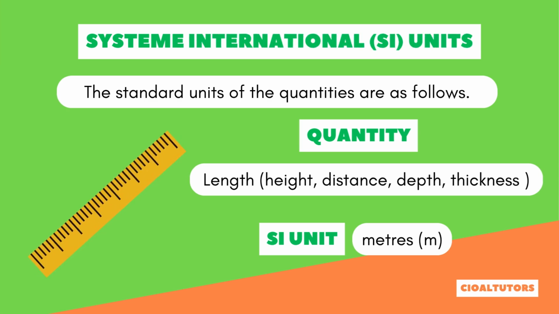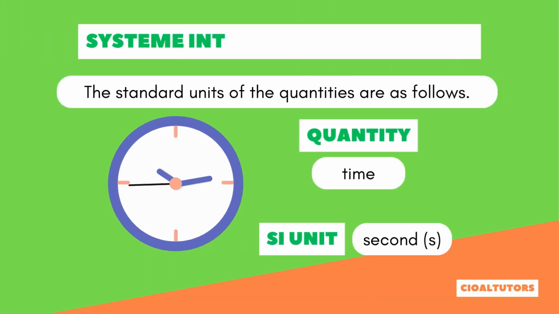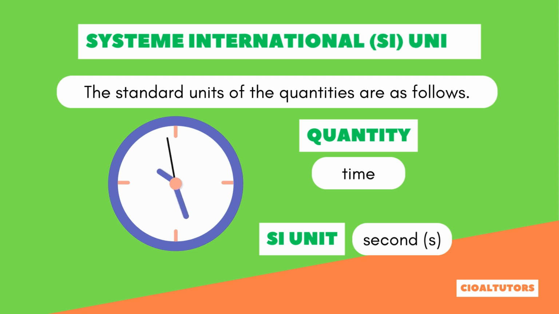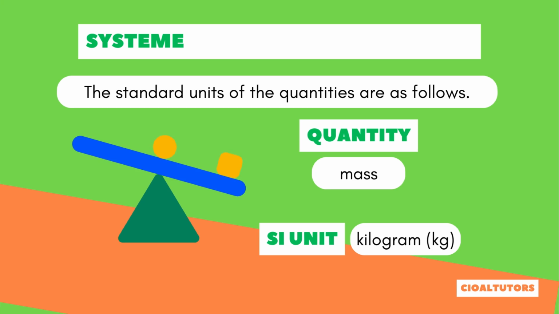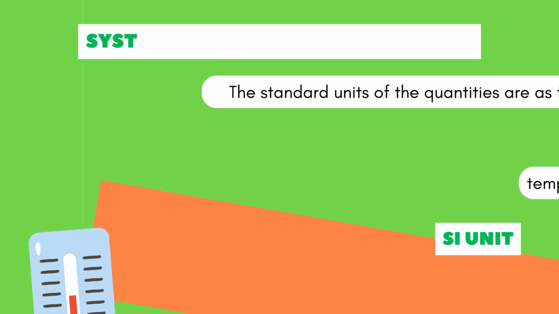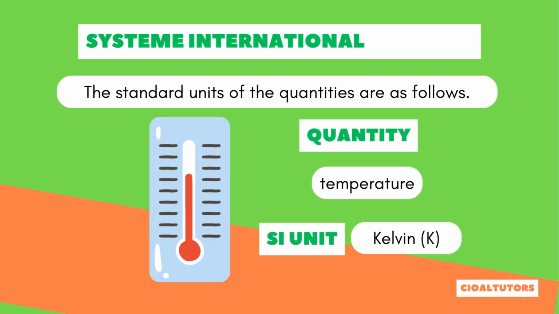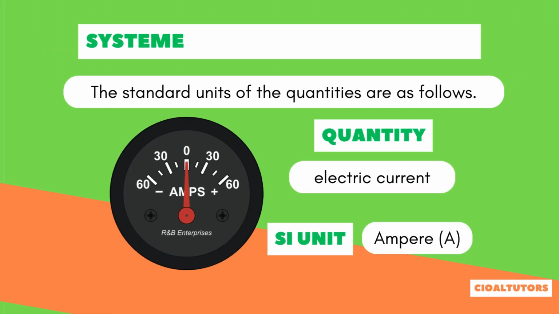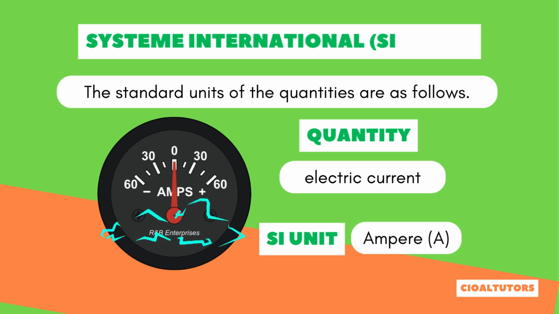Let's look at the standard units we are expected to know for IGCSE. The standard unit for length, which can be height, width, depth, is meter, symbol small m. The standard unit for time is second, symbol small s. The standard unit for mass is kilogram, symbol small kg. The standard unit for temperature is Kelvin, symbol capital K, though when temperature change is involved in calculation, we can use degree Celsius. And the standard unit for electric current is amperes, symbol capital A.